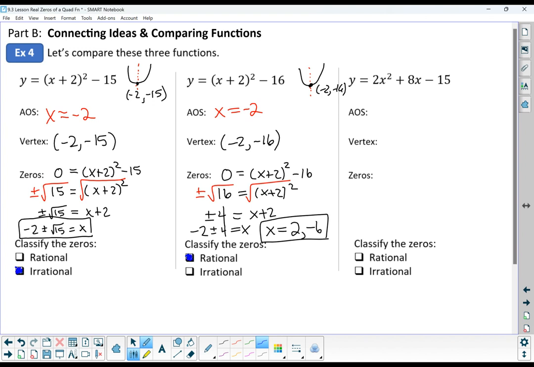Okay. Remember, rational means that it's able to be written as a fraction. Integers count as rational numbers. But if you have a number like root 15 as part of your answer, that's irrational.